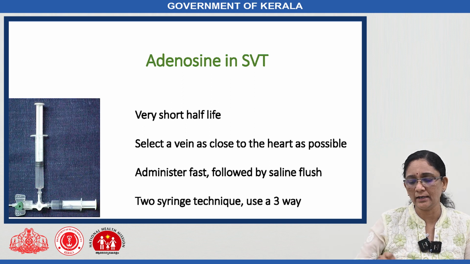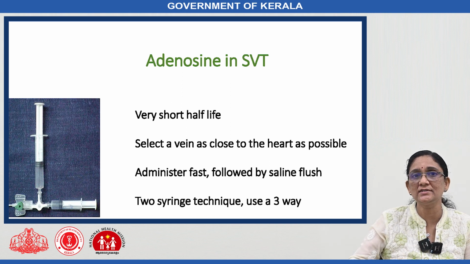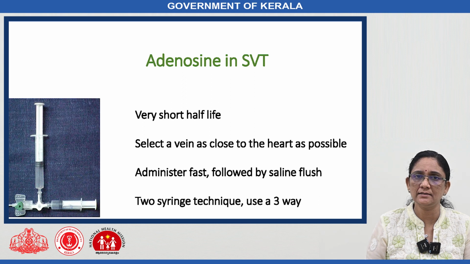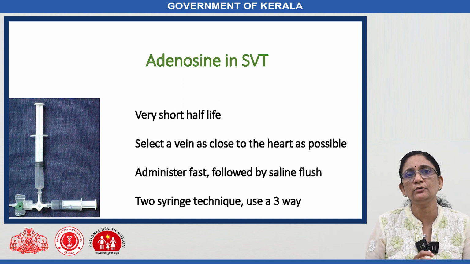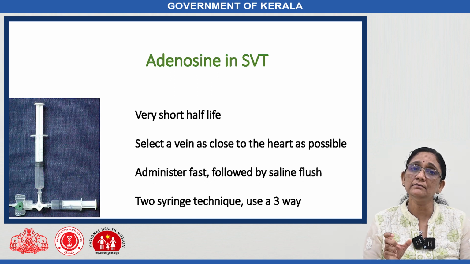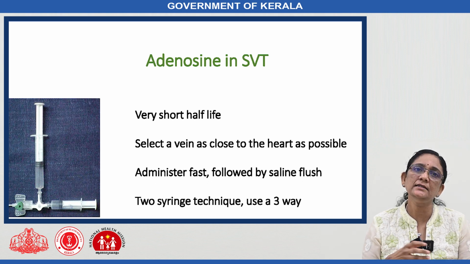So for administration, you have to select the vein which is closest to the heart. So usually the cubital vein or external jugular vein is selected. But in case you don't get an IV access there, wherever you get the IV access, please do use it. Even through intraosseous, adenosine can be given. We insist on using a line as close to the heart as possible so that the drug reaches the heart before it is metabolized.